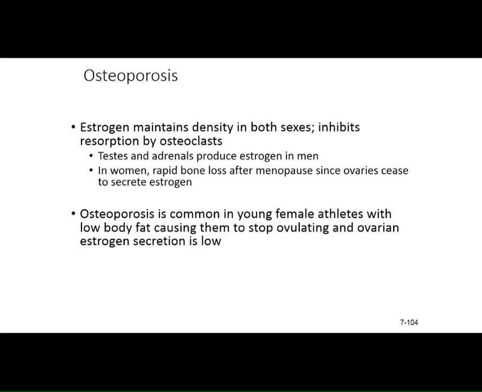What's the other problem with estrogen? It's good for your bones, but it's bad for breast cancer, which is one of the big ones, right? Some breast cancers love estrogen. They're actually turned on by and fed by estrogen.